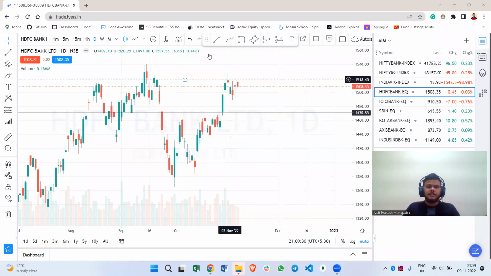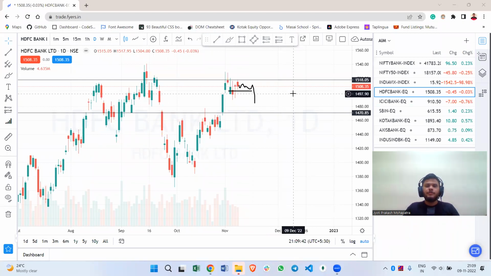But let's assume the market opens gap down or flat, and if it closes below the 1505 round level, then you can expect some selling pressure here, and your small target will be the round level 1500, and if it closes below that, you can set your next target to 1490. Now let's look into ICICI Bank.